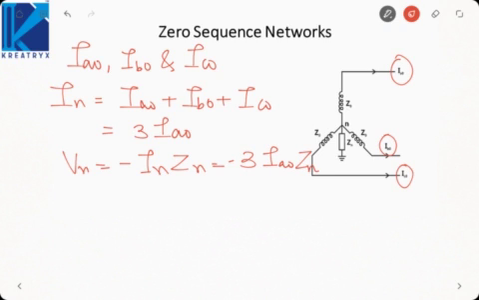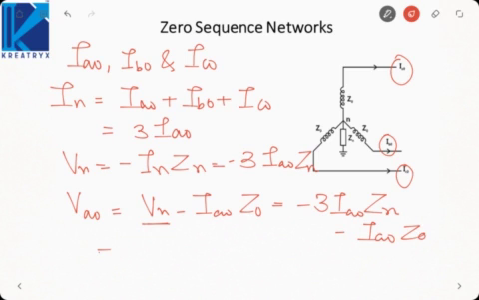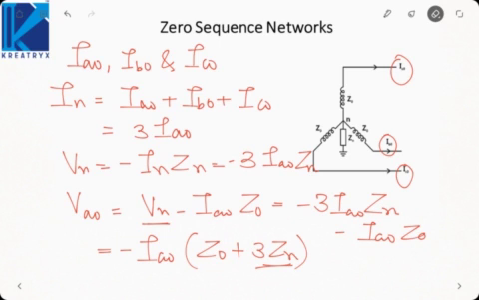Hence, if we apply KVL, Vn minus IA0 into Z0. Earlier Vn was 0, so I was directly writing minus IA1 into Z1 or minus IA2 into Z2. Now it is minus 3 IA0 Zn minus IA0 Z0. If we combine these two terms, I can write minus IA0 into (Z0 plus 3Zn). So the neutral impedance appears as 3 times the neutral impedance in the zero sequence network.